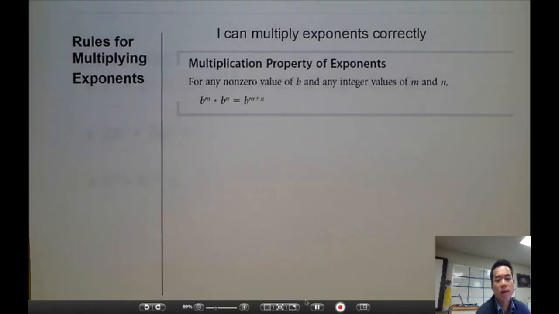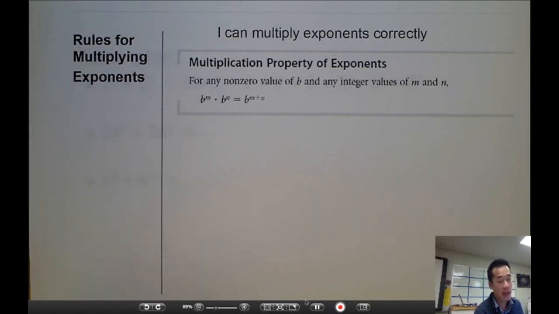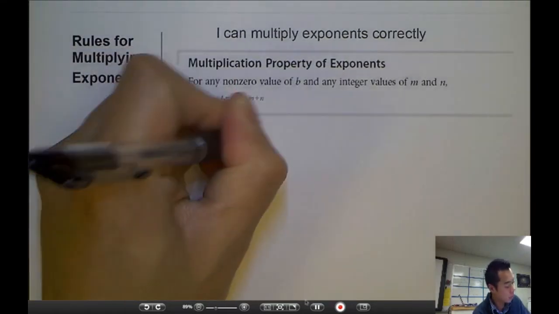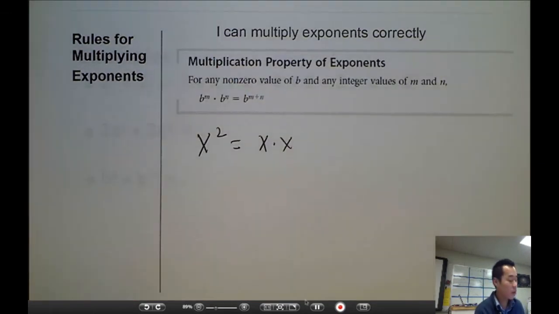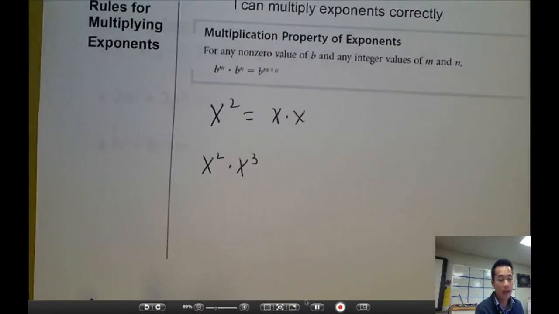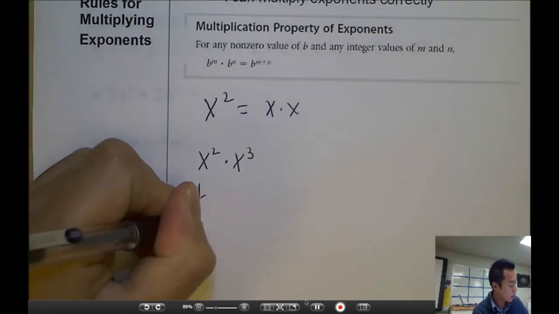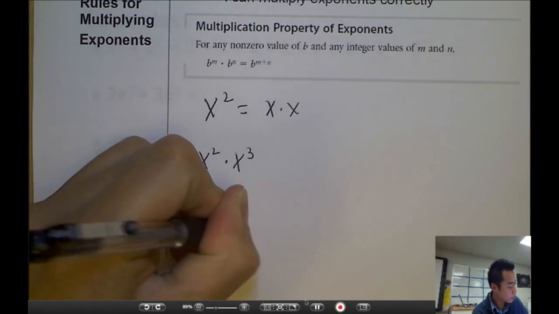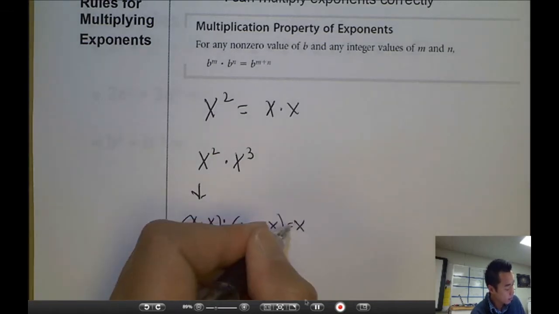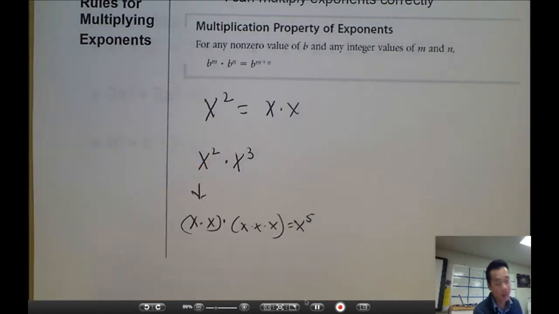So on the screen, you'll see the first basic rule for multiplying exponents. For any non-zero value of b and any integer values of m and n, you basically add them. What that is saying is, for example, if you have x squared, that's the exponential form. To expand that would be x times x. However, what we know is that if we have two of the same bases, x squared times x to the third, we can actually rewrite it as x times x times x times x times x. We can actually rewrite the base as x, and then we are being multiplied 5 times.